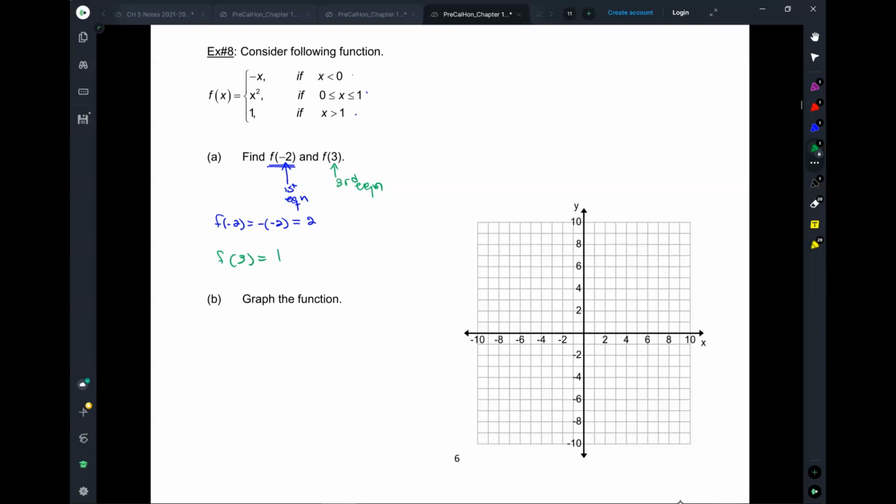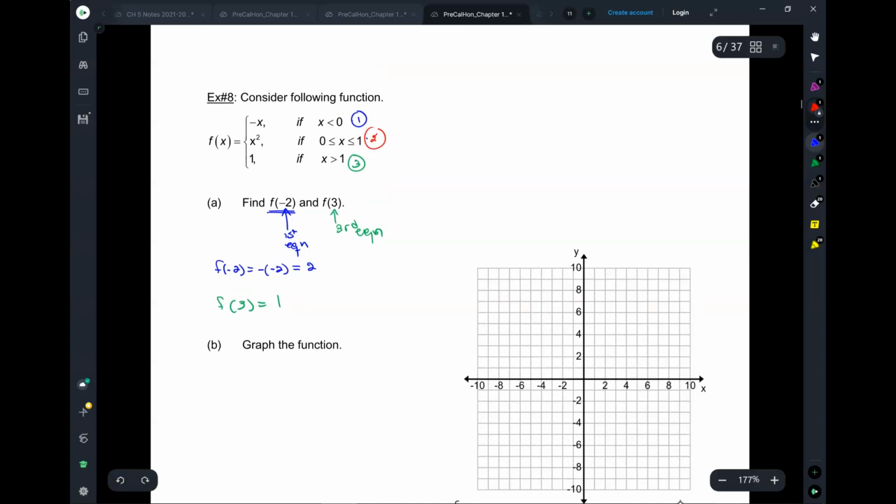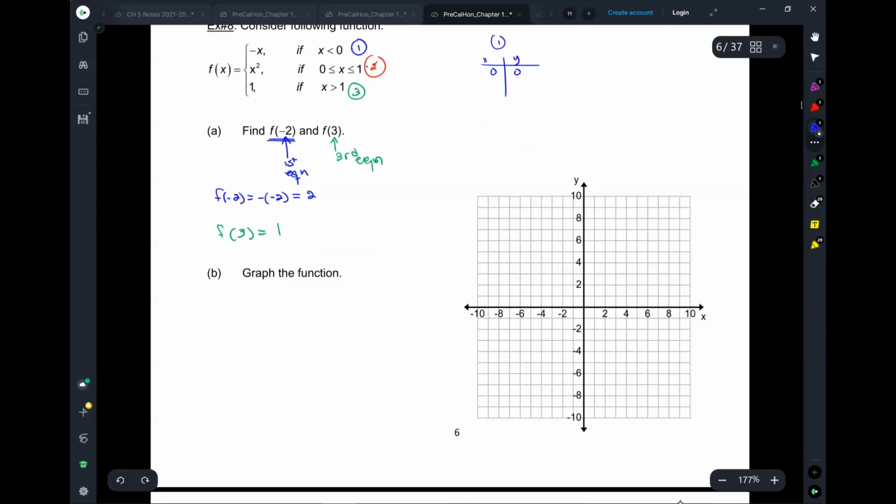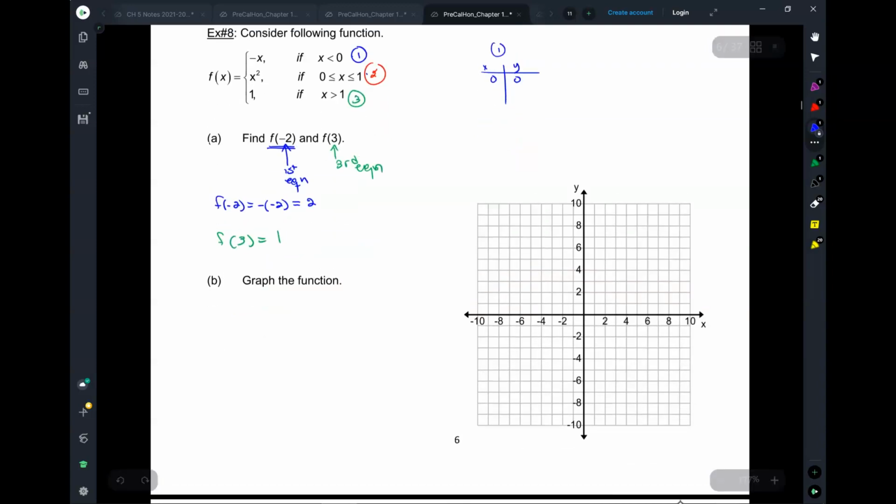Okay. Let's graph. I have 3 functions now. I'm going to color code again, 1 and 2. So to graph equation 1, let's do x and y. What point do I put in here? The endpoint, what is it? 0. And so y is also 0. Open or closed? Open.